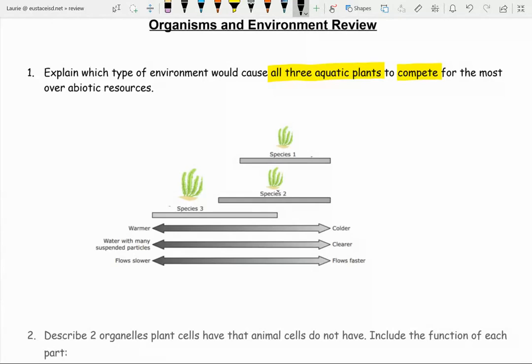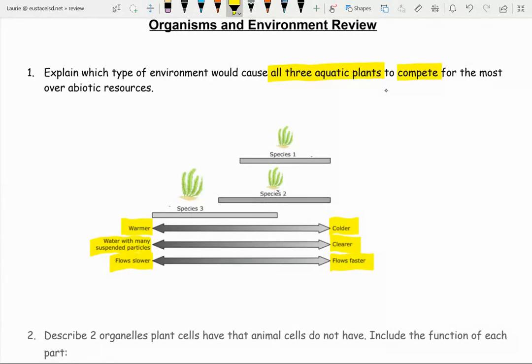So when we take a look at this, we have to break it apart. First of all, underneath here, it's showing you a range. We have a range of warmer to colder, a range of water with many particles to clearer water, which means maybe there's not so many particles. There may be almost no particles floating around in the water. Here we have slower water, and over here we have faster water. So again, it's a range. So you have to find, where do my species all show up? What type of environment are they all going to be found in?